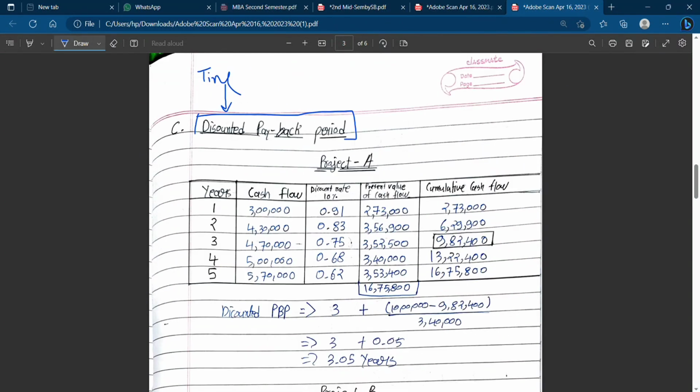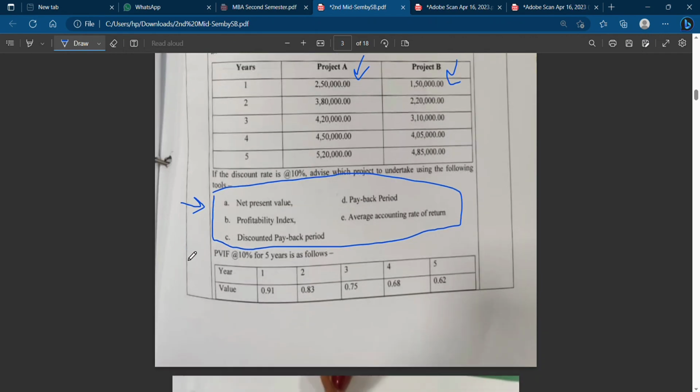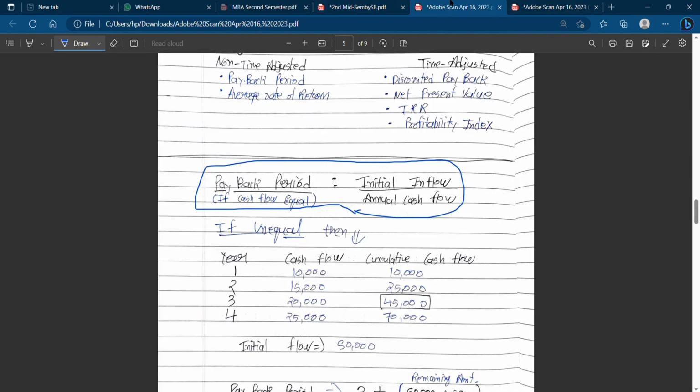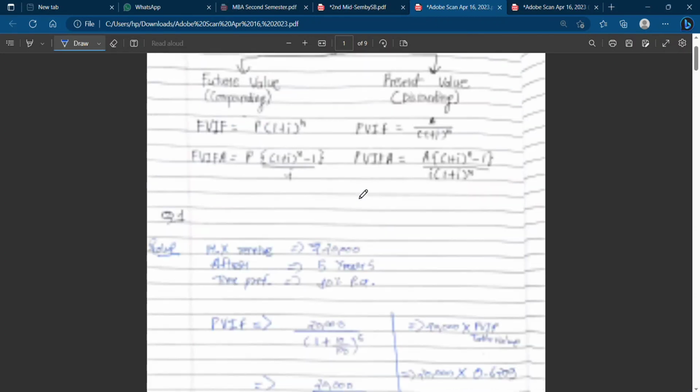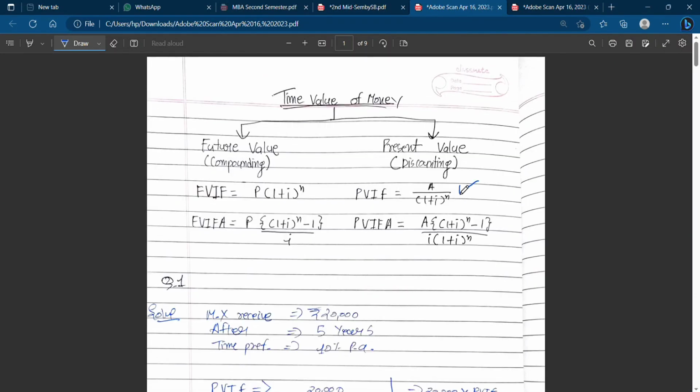Coming to our next method, the discounted payback period method. All the steps are the same. Here we will consider the time value. Discounted means the present value of the future inflows. These values will be given in the question like this. If these PVIF values at the rate of 10% for 5 years are not given, we have to follow this formula for calculating the PVIF.